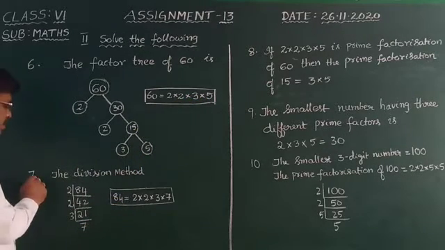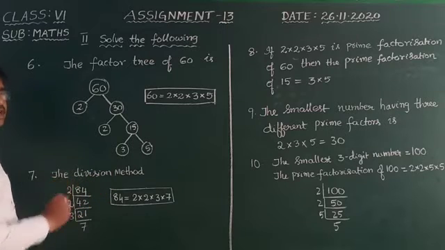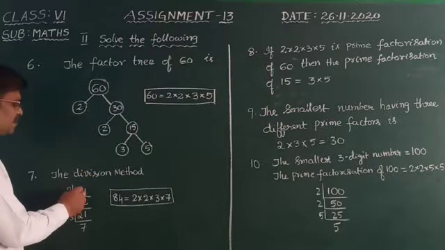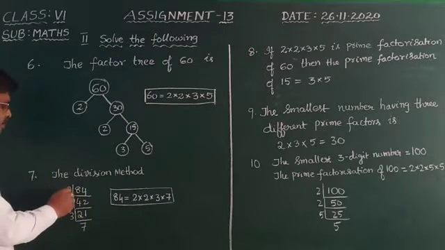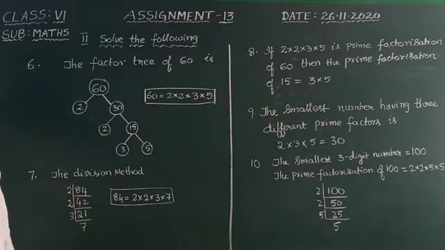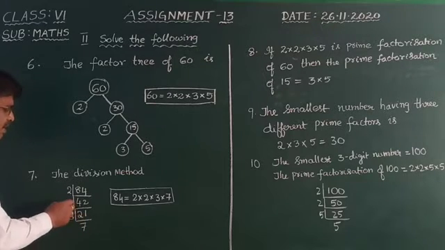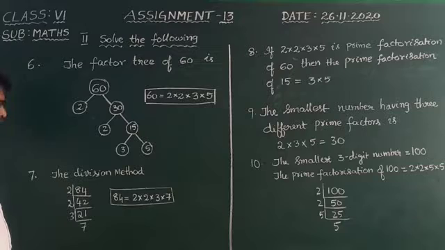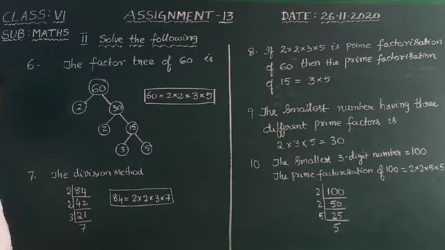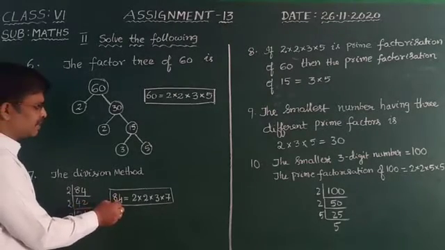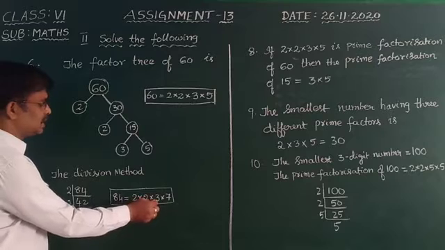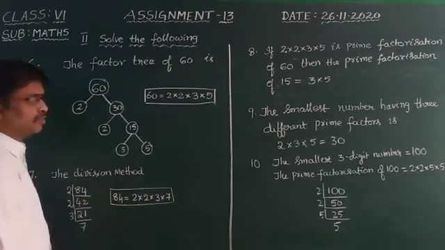Next, seventh question. The division method of 84. How do we factorize by the division method? By division, we take prime numbers as divisors and divide the given number. 2 42s are 84. 2 21s are 42. 3 7s are 21. Now you can observe all are prime numbers only. Then you can stop this procedure and write down 84 as 2 into 2 into 3 into 7. 2 2s are 4, 4 3s are 12, 12 7s are 84.